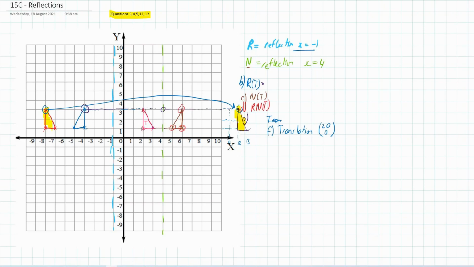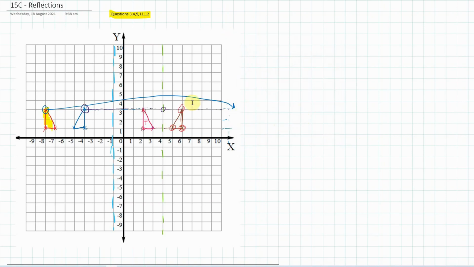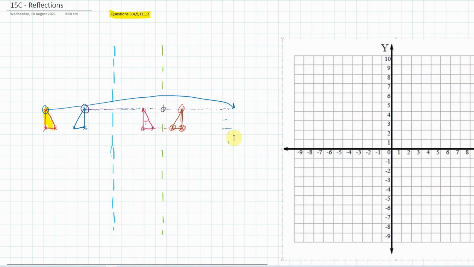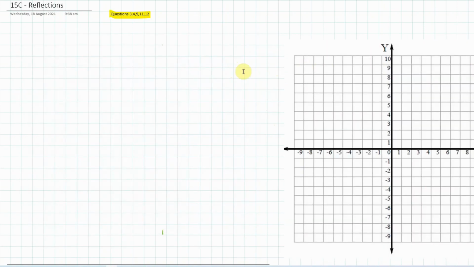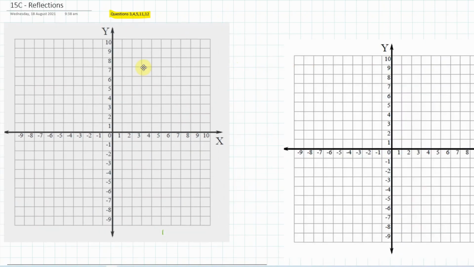Let's move on. That took a little longer than I was expecting. Get this out of the way. Get rid of all of that. Okay, moving on to 11.